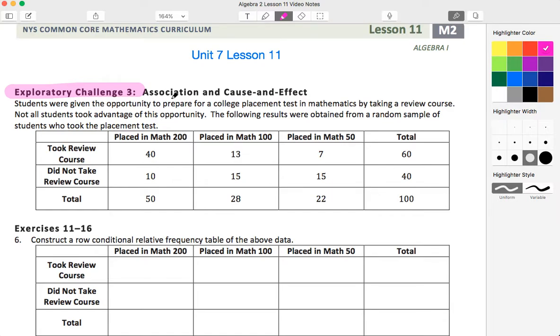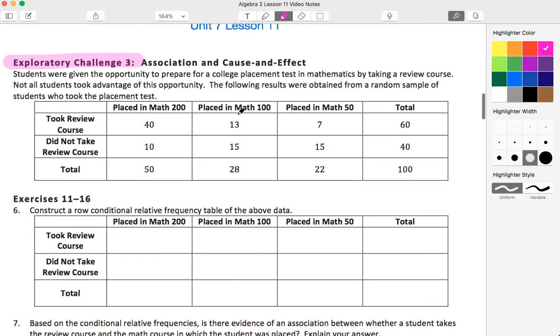So students were given the opportunity to prepare for a college placement test in math by taking a review course. Not all students took advantage of this opportunity. The following results were obtained from a random sample of students who took the placement test.